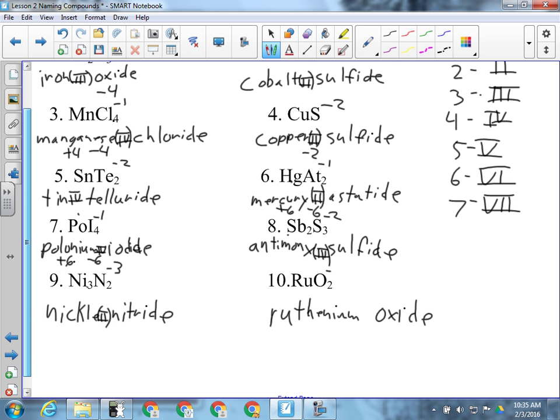Okay, oxygen's always a -2, so that gives me 4 negatives. That means ruthenium, since there's only one of it, has to be 4. Okay, is that making sense? Okay, it's basically the same every time.